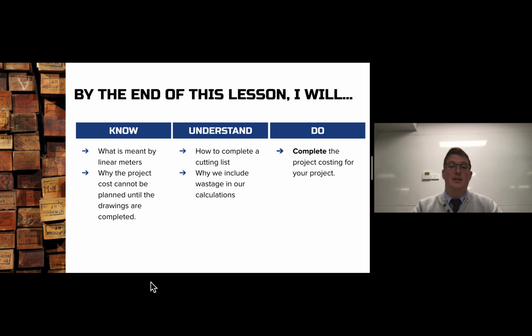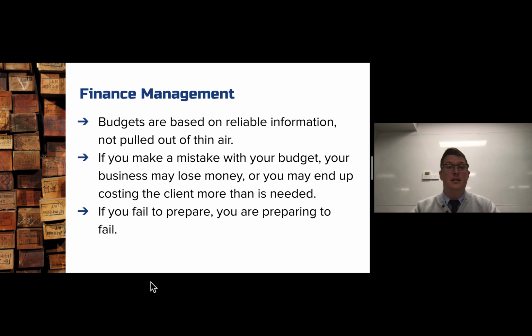You need to think about and understand how to actually do a cutting list and why we include wastage in our calculations and what that wastage calculation is actually for. And at the end of it, once you've finished and you've understood and you've learnt that, you should be able to go off and actually do the project costing for your own project. So let's get started with a little bit of an understanding about finance management.